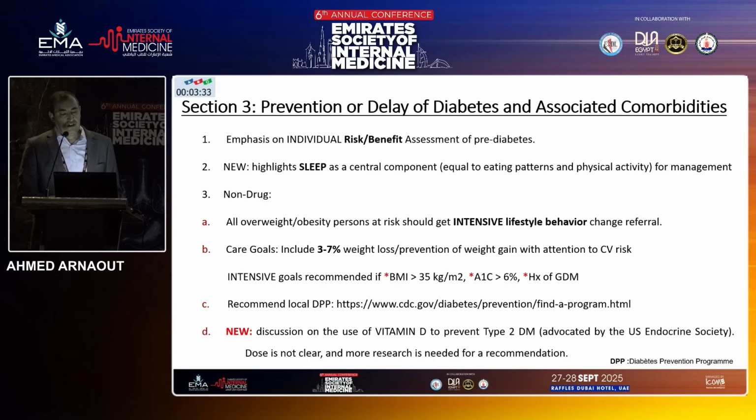Something to emphasize, as we emphasize lifestyle modification, diet, exercise, and weight loss: sleep is also a central component now included in the 2025 summary for diabetes. And the care goal, of course, is 3 to 7% weight loss; up to 15% weight loss could produce remission of type 2 diabetes. And very new and added in the discussion for 2025 is that vitamin D could prevent type 2 diabetes. And Dr.